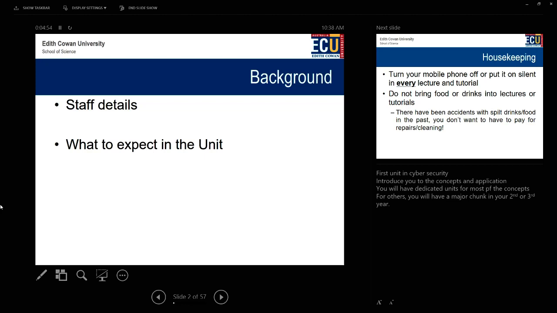What to expect in the unit? This is a first year unit. You will be introduced to the concepts and their application. We are not going to discuss anything advanced.